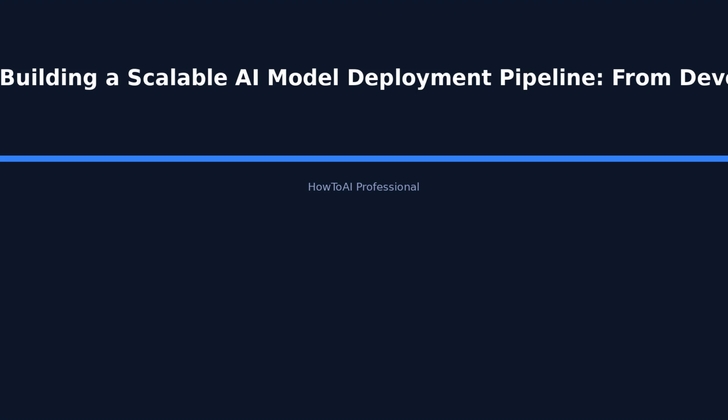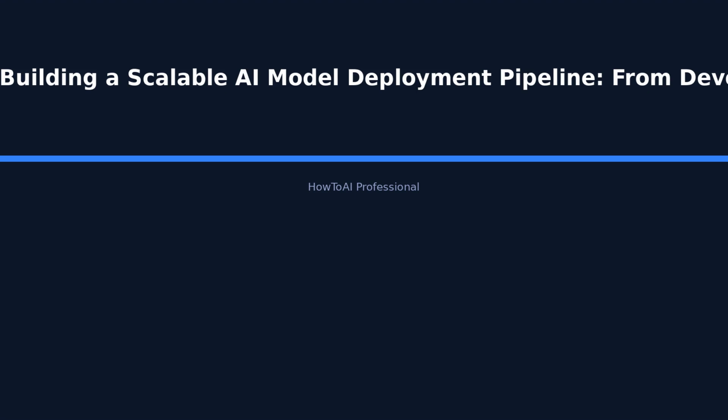Understanding AI model deployment. Before we tackle the specifics of building a deployment pipeline, let's first clarify what we mean by AI model deployment. Essentially, deployment is the process of integrating an AI model into an existing production environment so that it can make predictions and provide insights based on real-world data. This phase can be incredibly complex because it involves not just placing the model into production but also ensuring it runs efficiently, scales as needed, and integrates seamlessly with other systems.